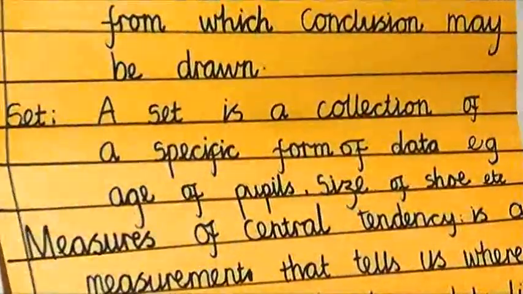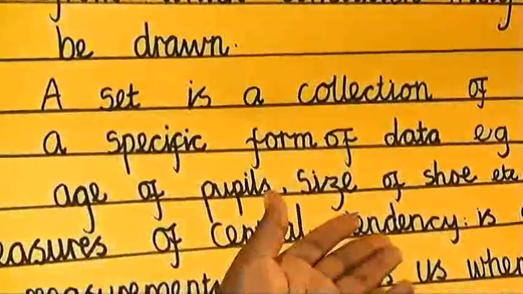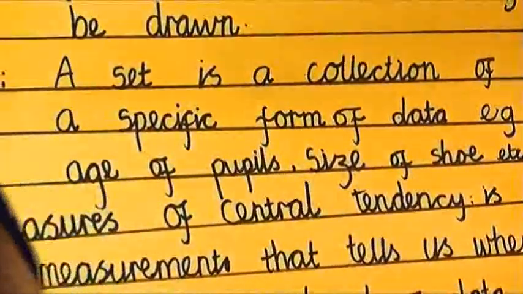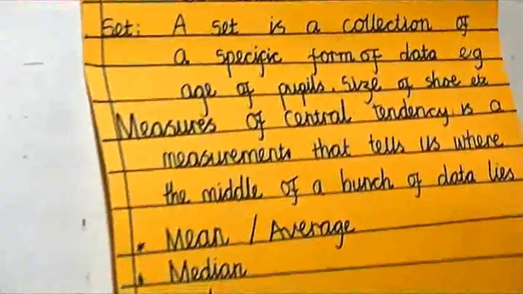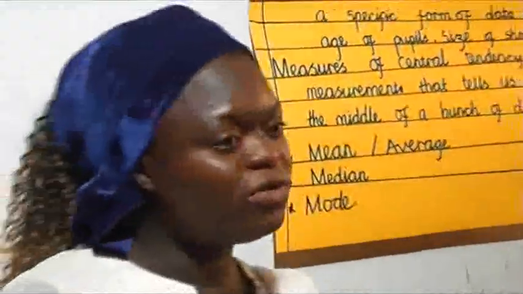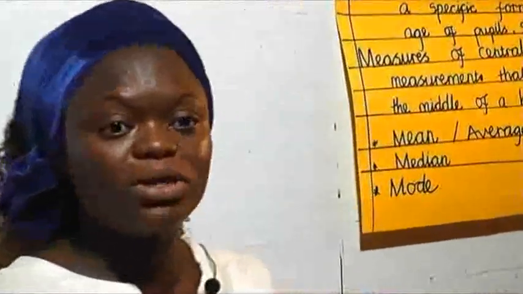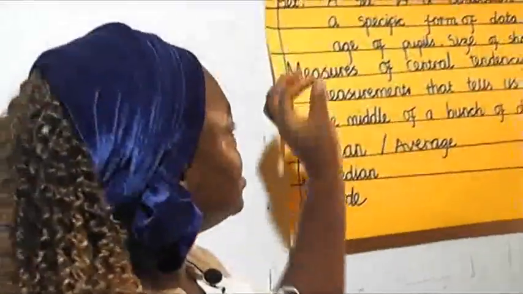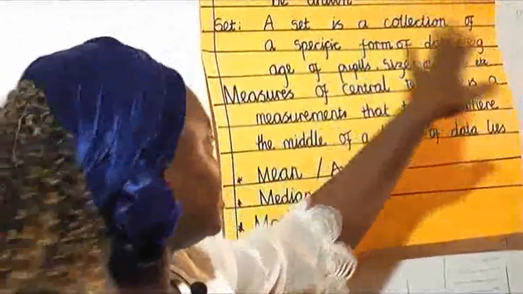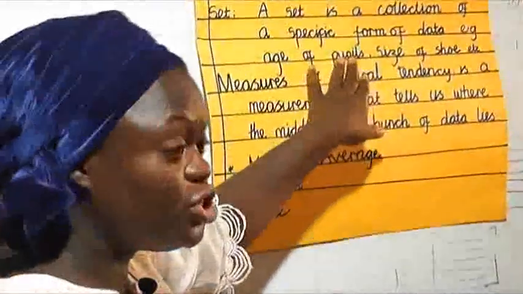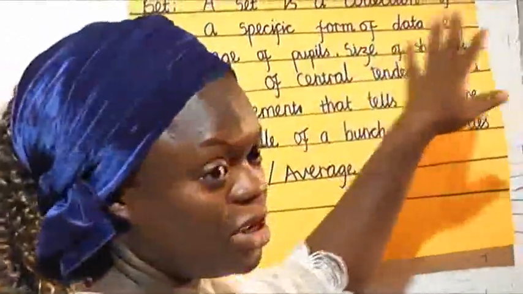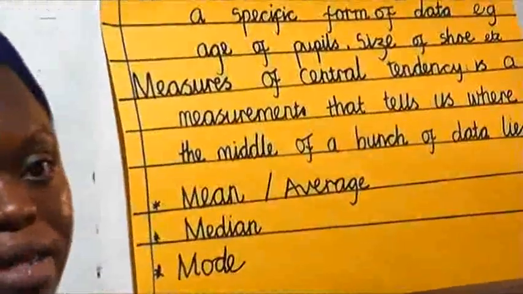For example, I want to ask about the age of my classmates. I can go to Bola. Bola, how old are you? I'll put it down. Yemi, how old are you? I'll put it down. Prince, how old are you? You put it down. Just as I'm going from one person to the other, I'm asking about their age. So set is a specific collection, a collection of specific form of data. That is, if you're asking for pupils' age, you will not mix it with the size of their shoe. And if you're asking for the size of their shoe, you will not mix it with their favorite food.